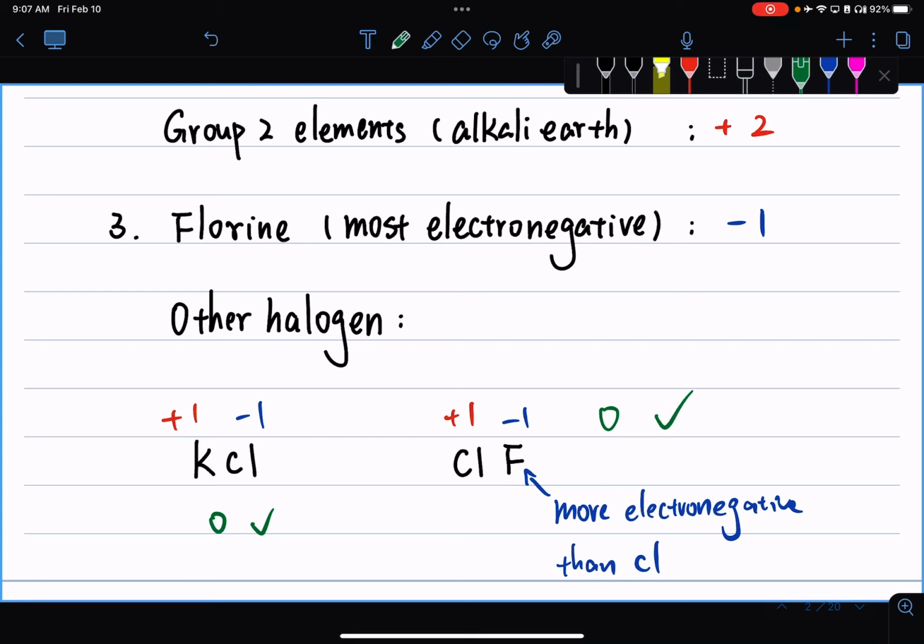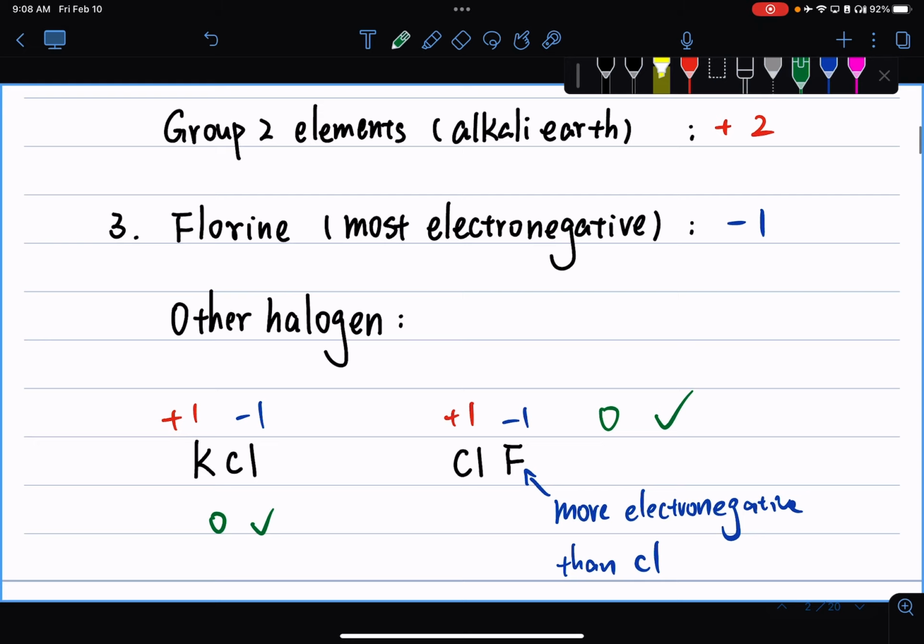So again, when you're assigning the oxidation number, fluorine is the most electronegative one, so it's going to be a -1. And in order for the entire molecule's oxidation number to add up to 0, chlorine must be a +1, and that makes an exception.